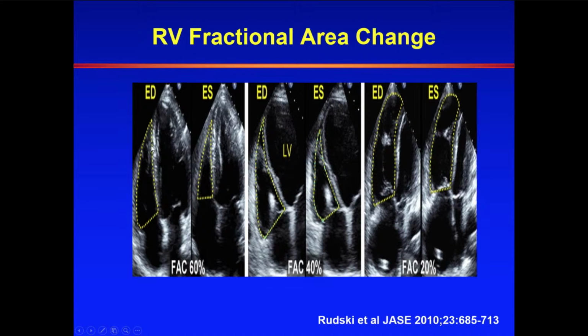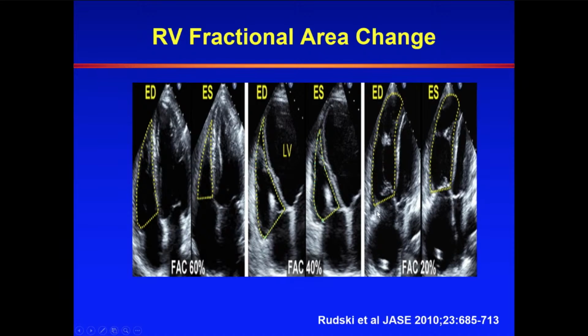As you see here, trabeculations and papillary muscle are part of the cavity. You do that at end diastole and end systole. The difference between end diastolic area and end systolic area divided by the end diastolic area is what we call the fractional area change. The lower limit of normal is 35%. And here you have an example of it: clearly normal, a lower limit of normal, and something that is markedly compromised.